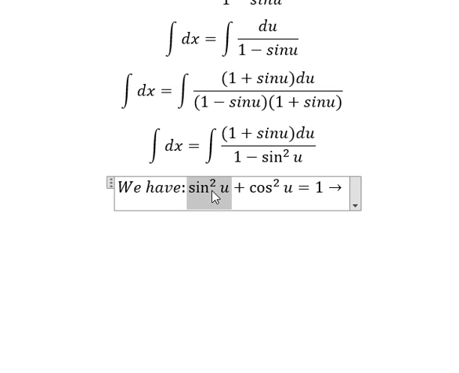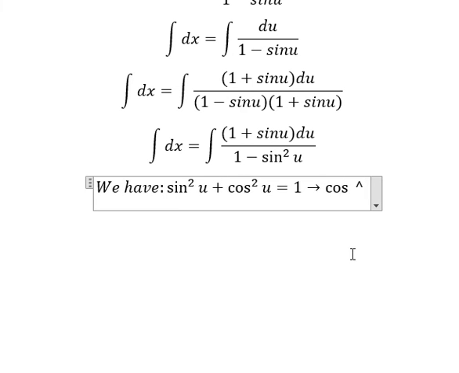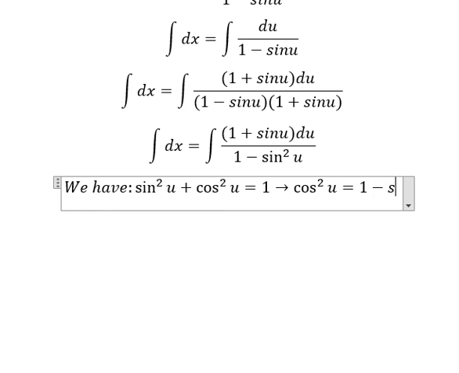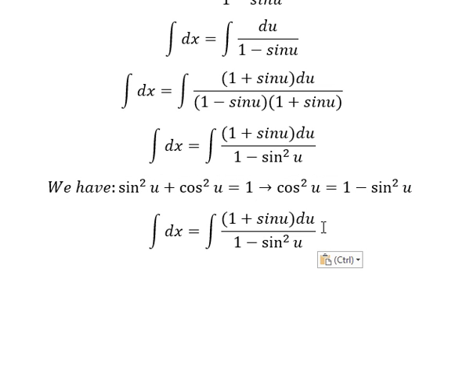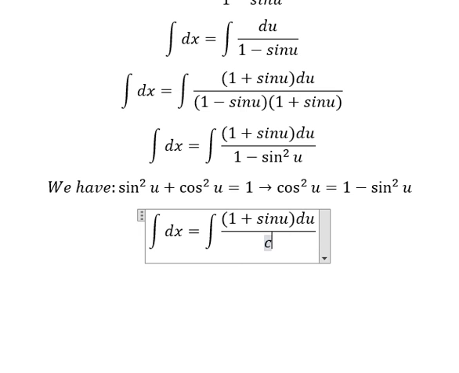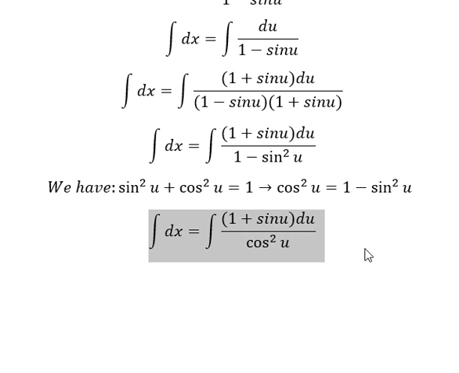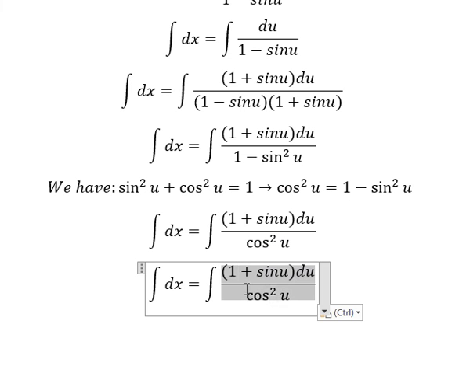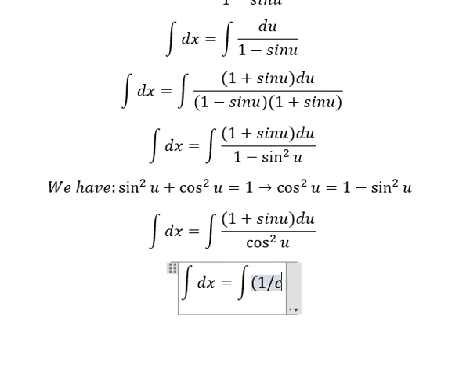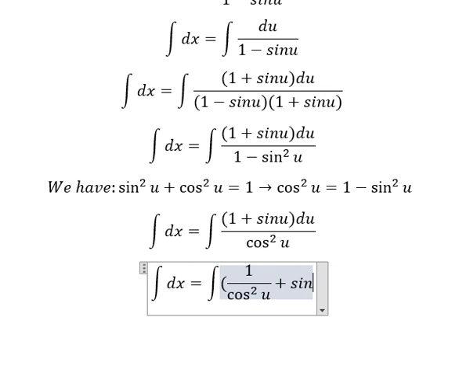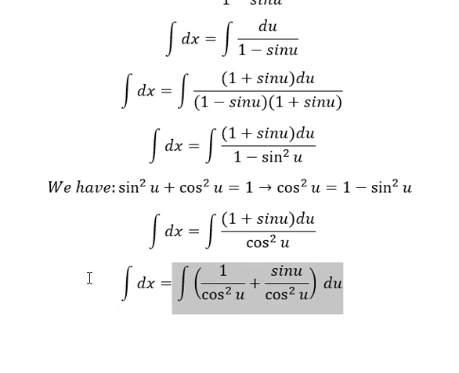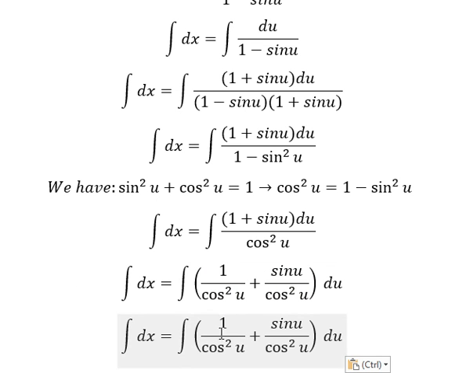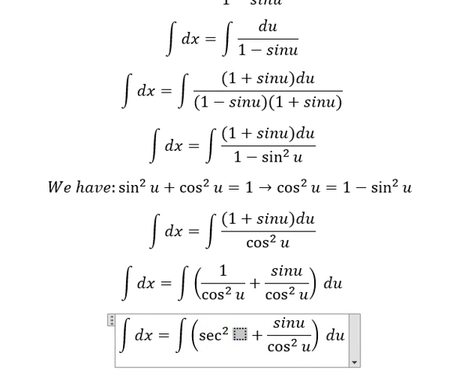So I will put this one to the left, sorry, to the right, and we have cosine u squared equals 1 minus sine u squared. And this one we have cosine u squared. Now we can separate them in here. So this one is secant of u squared.